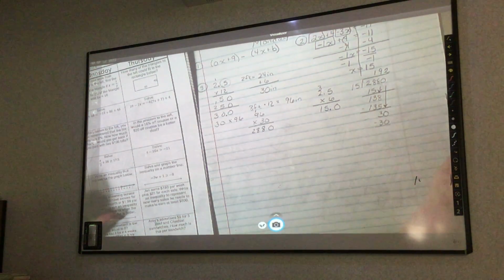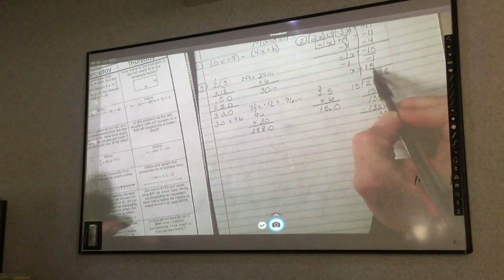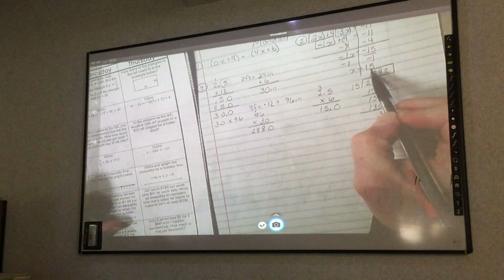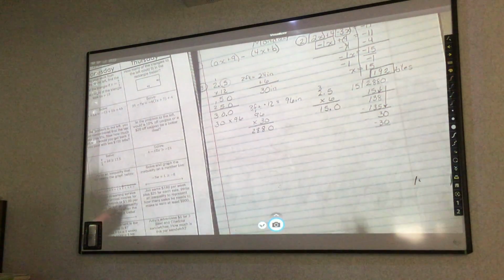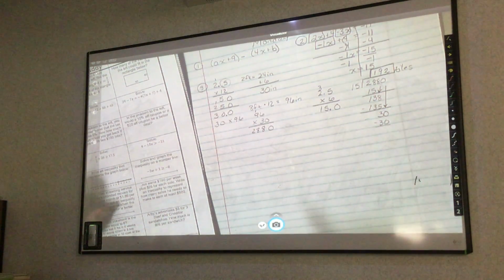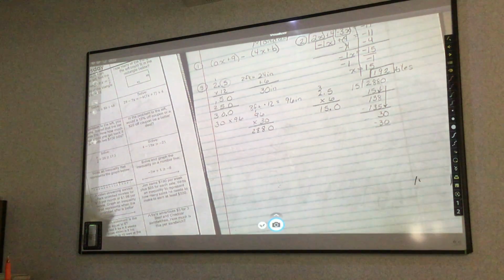So it asks how many tiles. I would need 192 tiles. So there was quite a bit of work for this one. Did any of you get this one correct? Awesome.